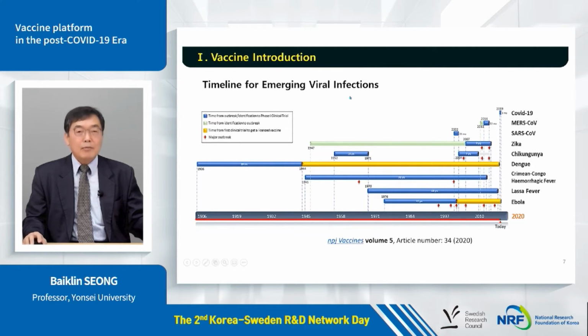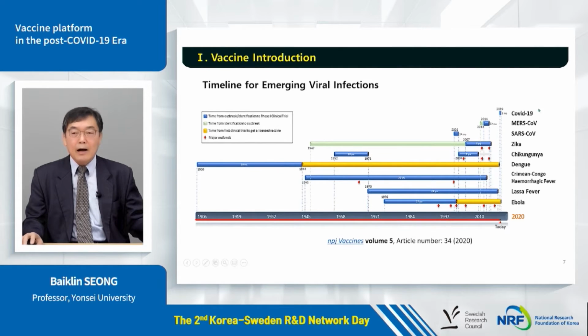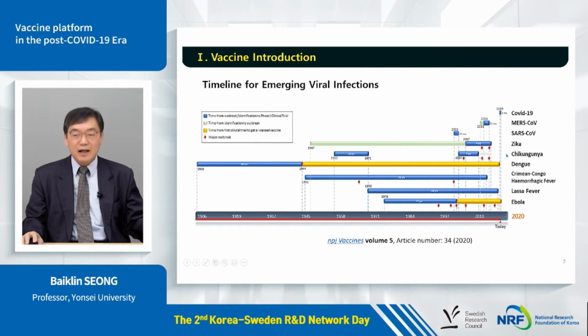However, emerging virus infections involve more than 10 different viruses. COVID-19 is just the tip of an iceberg, and the WHO blueprint list of priority diseases stipulates vaccine development for at least 10 different emerging viral infections: MERS corona, SARS corona, Zika, chikungunya, dengue, Crimean-Congo hemorrhagic fever, Lassa fever, and Ebola virus.